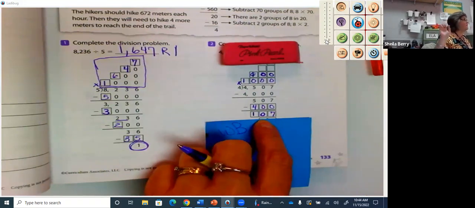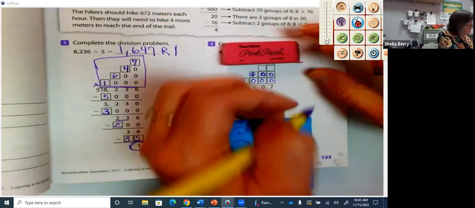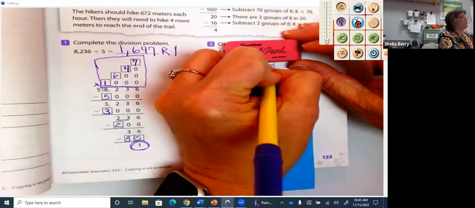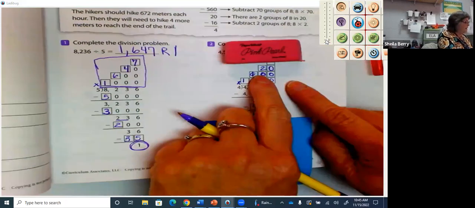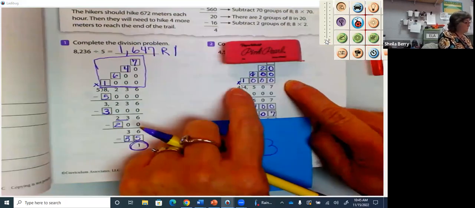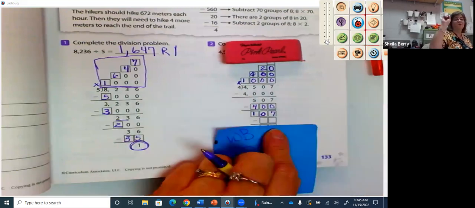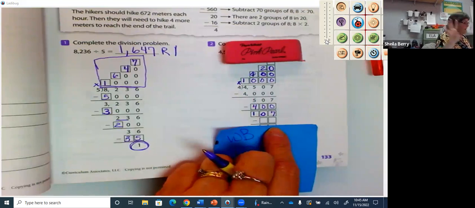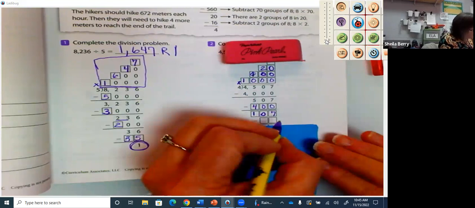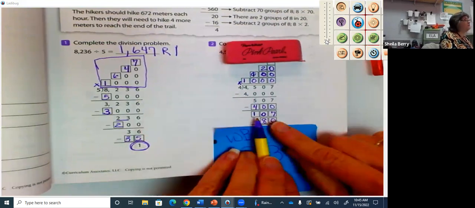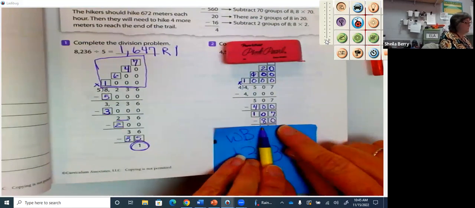Oh, that's too much, isn't it? We only have 107. So it looks like 20 is going to be my number that I'm going to put up here. What is 20 times 4? 80. Oh, let's count it together. 20, 40, 60, 80. So I'm going to write 80 down here. Now, what do I have to do? You have to subtract that. So subtract 107 minus 80.